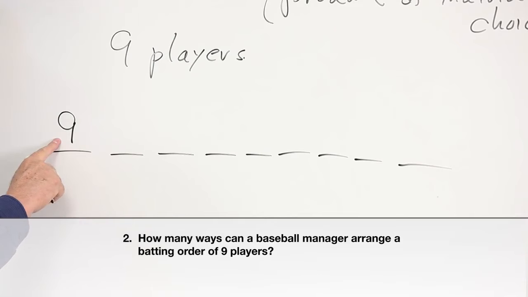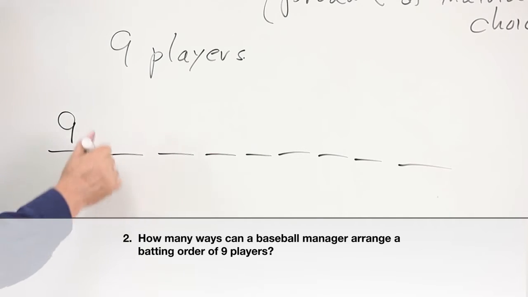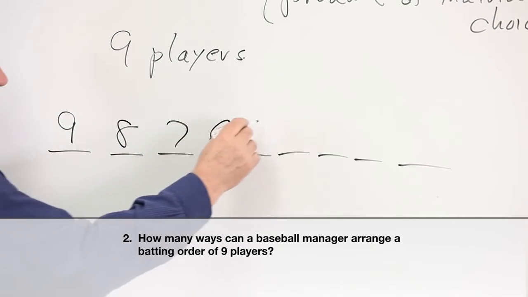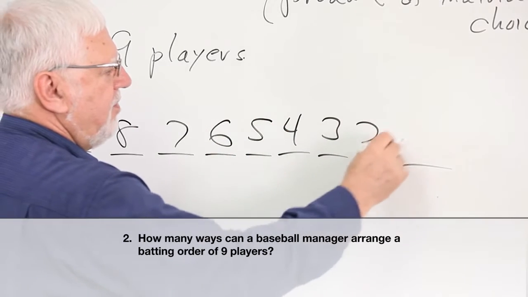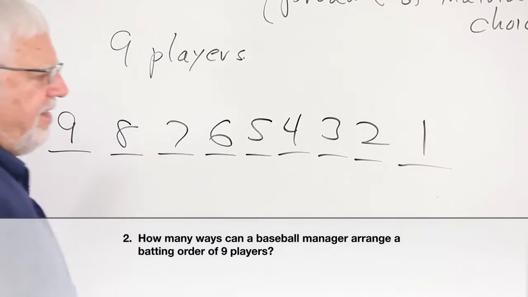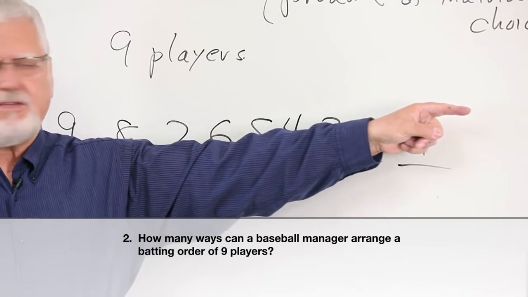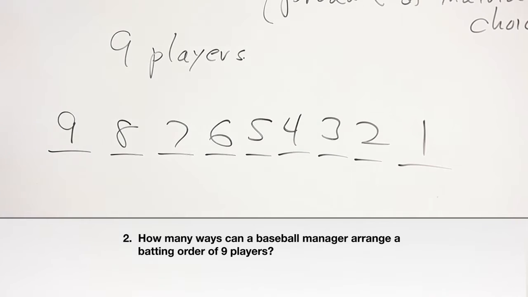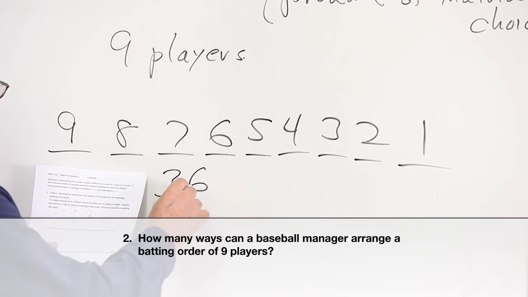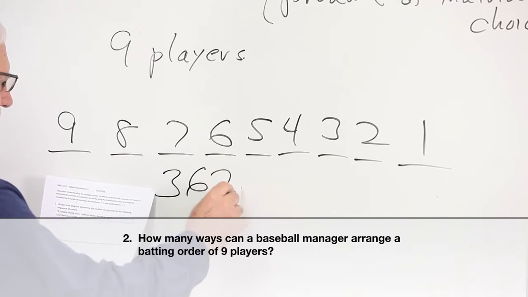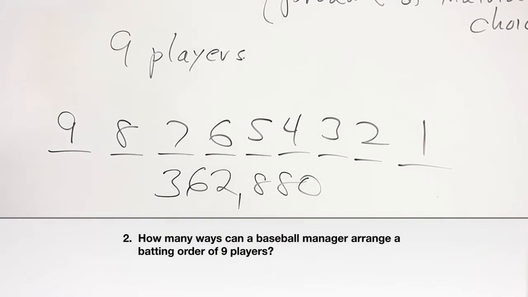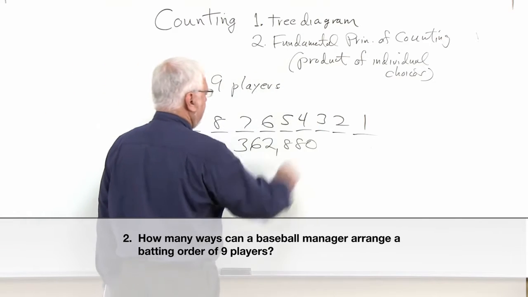So how many choices does he have for this spot? 9. But if he's got a guy already picked to start, then he's got what? 8, 7, 6, 5, 4, 3, 2, 1. Because he has no choice on the last one. And the fundamental principle of counting says it's a product of individual choices. So then it's that many ways, and that turns out to be, he could have his order be 362,880. You can double check that on your calculator. But there's a lot of ways he could make that arrangement, couldn't he? So that's using the fundamental principle of counting.